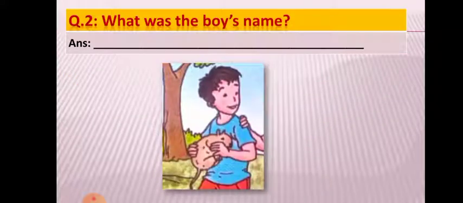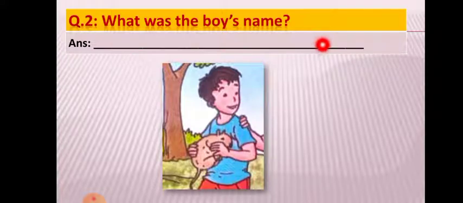Now come to question number 2. Question number 2 is, what was the boy's name? As you know, we have read the chapter and you all know the boy's name was Peter. This is the picture of Peter. So you will write here, the boy's name was Peter. When you write Peter, the first letter of Peter will be capital because Peter is a noun and the first letter of a noun in any sentence is capital. The boy's name was Peter.